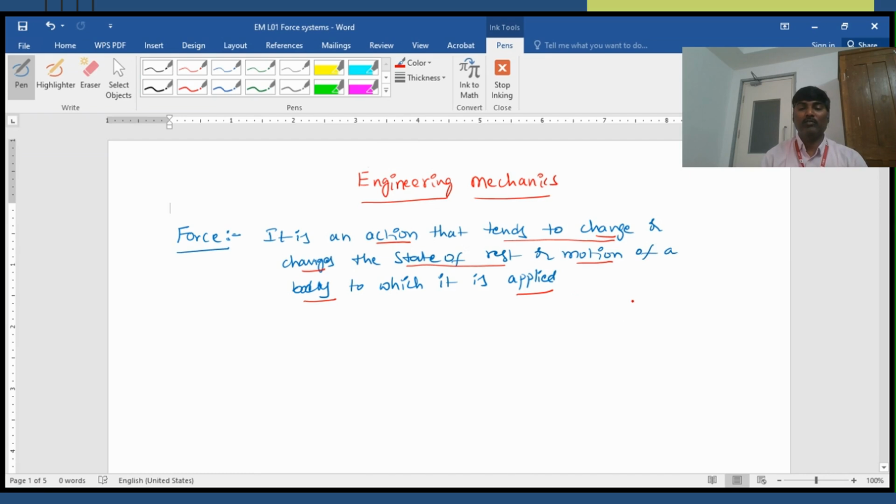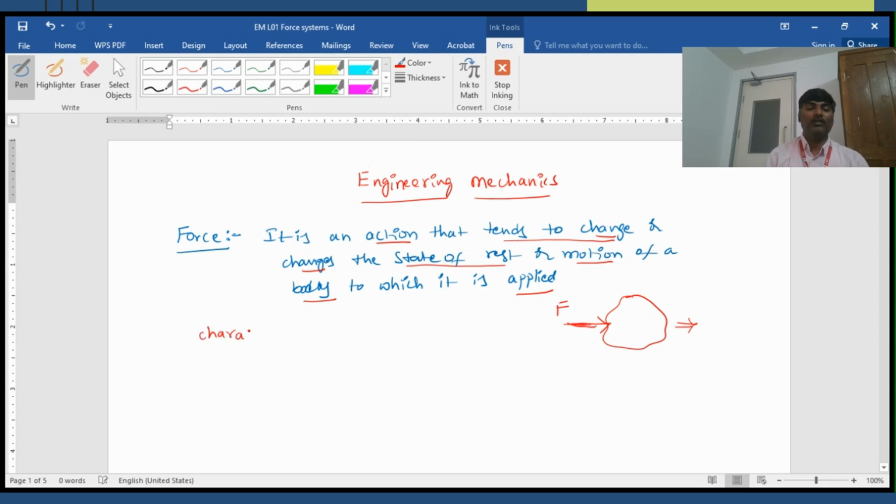So consider a body, right? So if you say there is a force acting on the body, you applied it. So this force will try to change the state of this body. Like if it is in rest, it will try to move this body, or if it is in motion, it will try to stop the body. So that is change of state of the body from motion to rest or rest to motion. Okay, right.